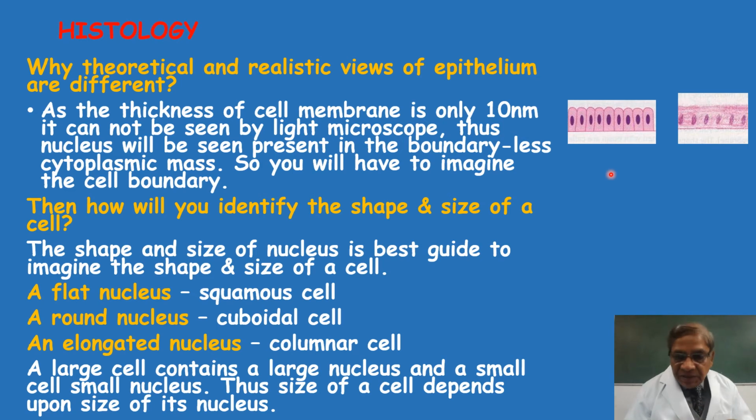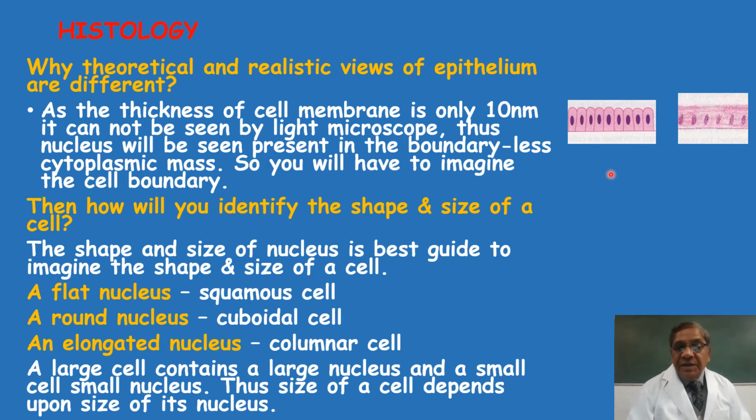So you can predict the shape and size of the cell from the shape and size of the nucleus, which is very well seen as a floating structure inside the cytoplasmic mass, though the cytoplasmic boundary of the cell is not seen here. Say, for example, if you are seeing a flat nucleus, then you imagine a cell boundary of a squamous cell, which is a flat cell.